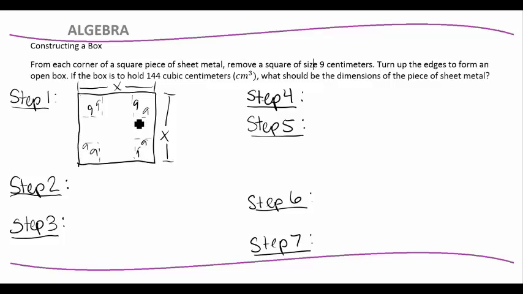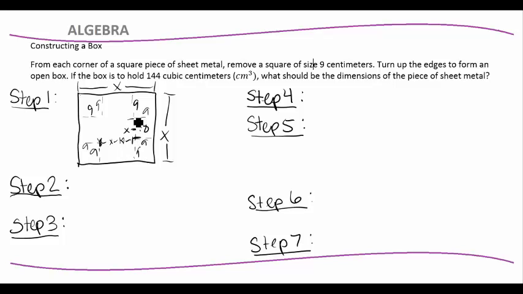And now we can figure out the base of our open box. This length right here is going to be X minus, we have 9 and 9, so 18. And it's going to be the same all the way around since it's a square, so X minus 18.